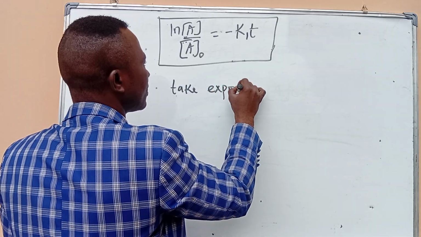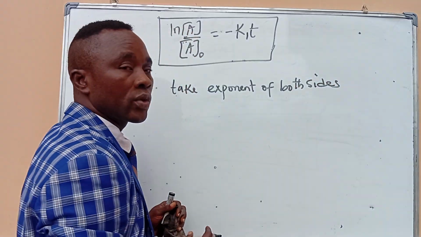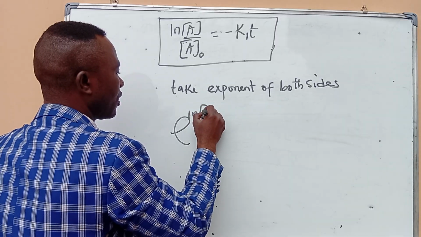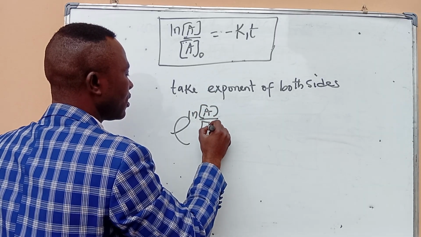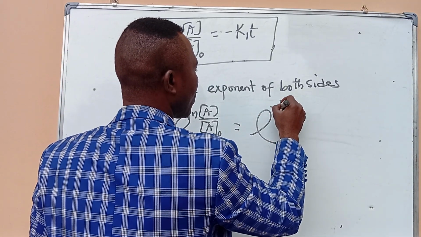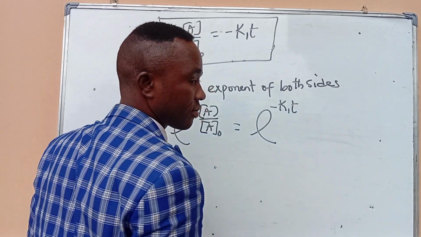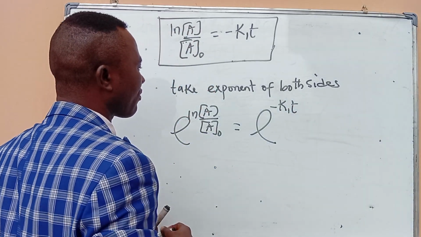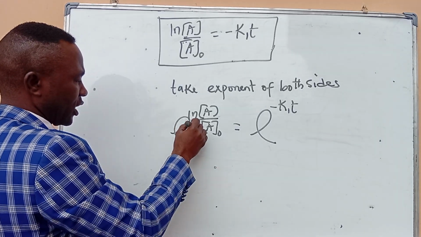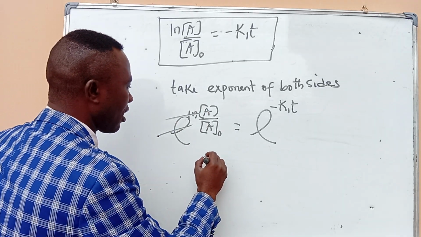If we take exponents of both sides, what we'll have is exponent ln A over A naught will be equals to exponent minus K1t. So when we have that, what will happen? We will see that the exponent will cancel ln. Exponent will cancel ln.